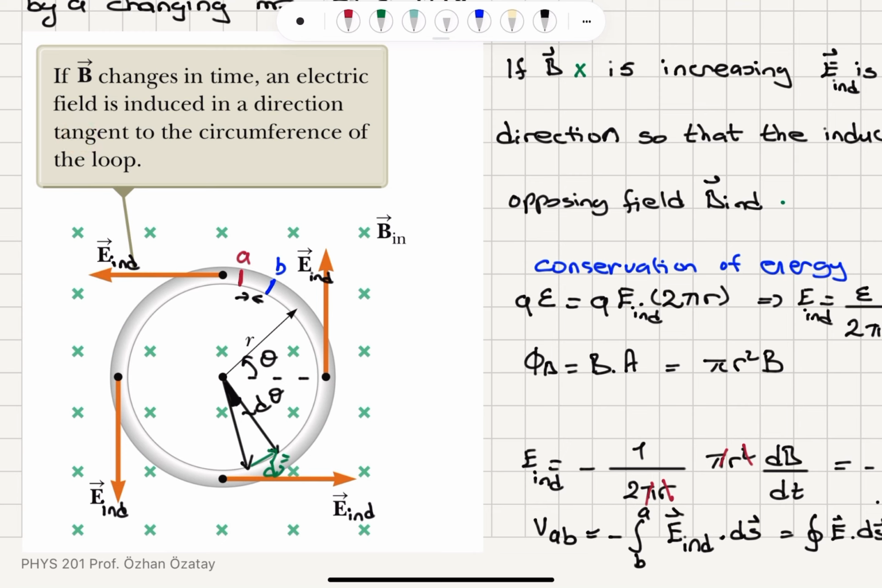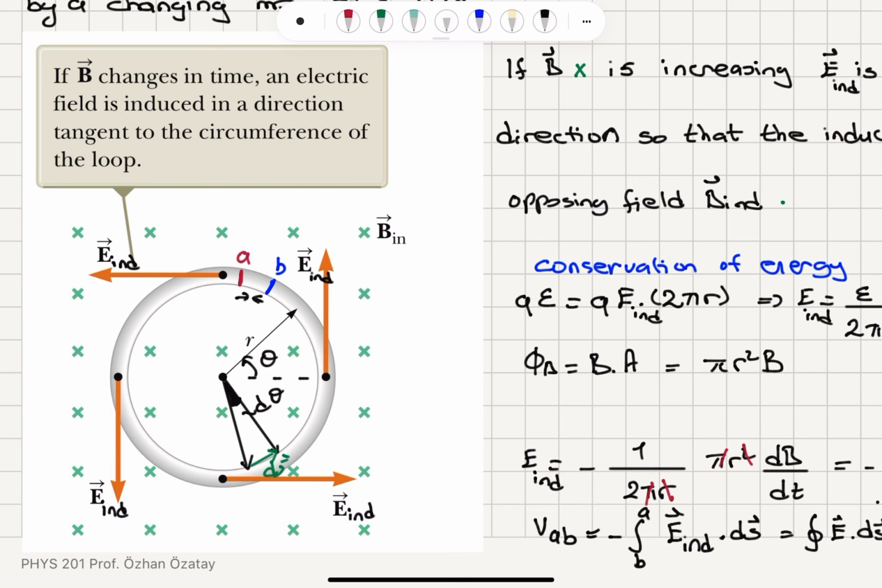Why? Let's say that we have a uniform magnetic field pointing into the page, and this field is increasing in time. Then what do we need? We're going to have, according to Lenz's law, an induced current that will be flowing in the counterclockwise direction, producing a magnetic field pointing out of the page, which will be opposing this increasing flux. So this induced current is in the direction of the induced electric field.